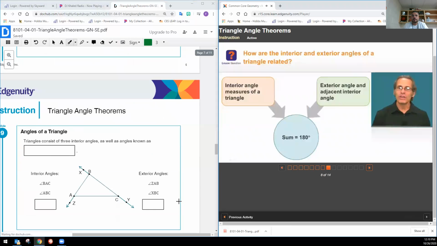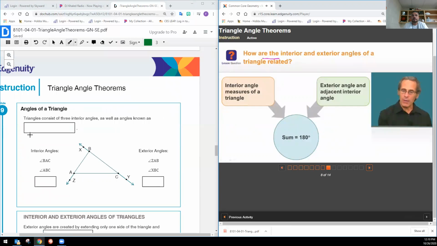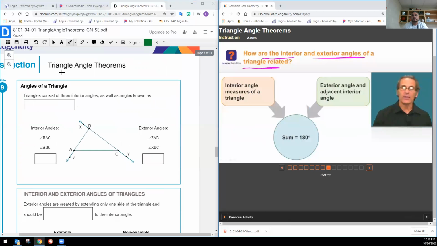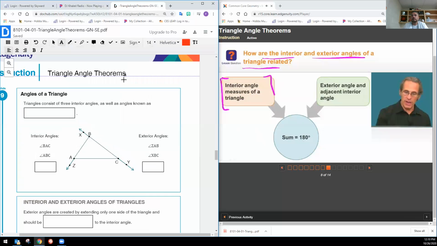You've done a really good job answering the question, how are the interior and exterior angles of a triangle related? Now, we've explored the sum of the interior angle measures of a triangle. Now we're going to define and explore the relationship between exterior and interior angles of a triangle.